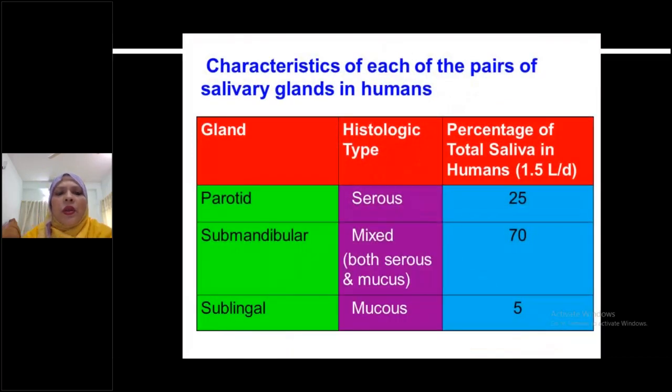See here, characteristics of each of the pairs of salivary glands in humans. As you know, there are 3 pairs of salivary glands in humans, that is 6 salivary glands: 2 parotid, 2 submandibular and 2 sublingual, on both sides. See the histologic type and the percentage for the MCQ exam. Parotid secretion histologic type is serous, and its percentage of total saliva in humans is 25%.